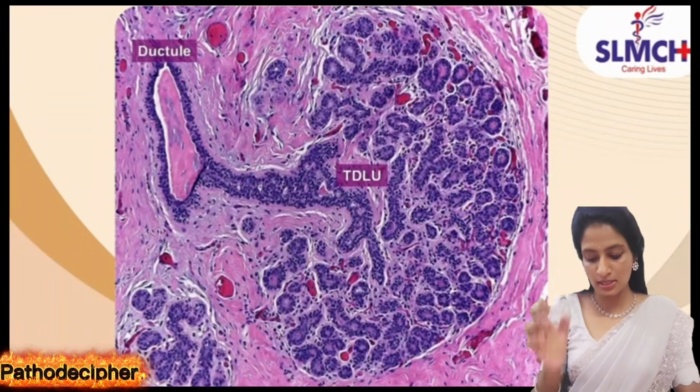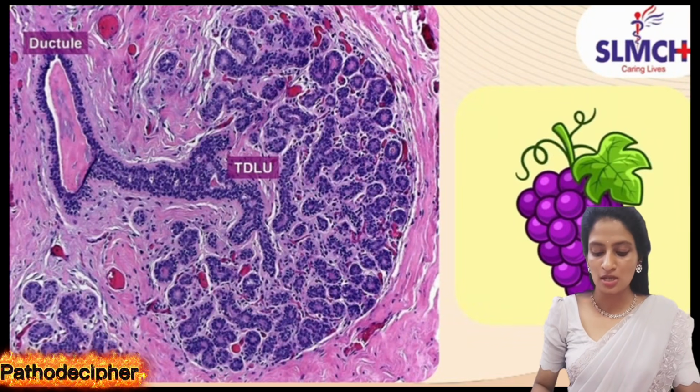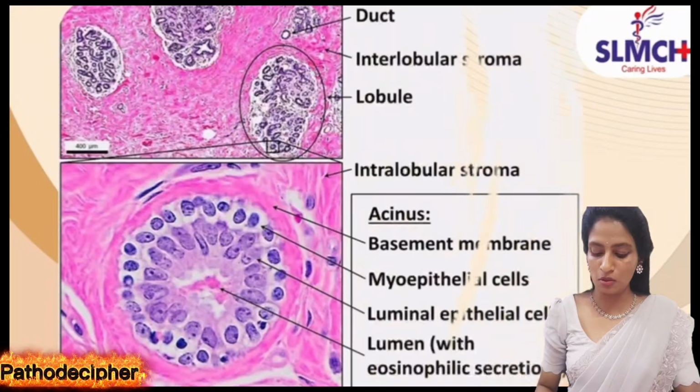Since we have the image like a cluster of grapes and a tree and duct and everything, compare this histology image with the cluster of grapes. All these are collectively called the TDLU, and at the side you can see a longitudinal structure coming, that's your ductule. All the secretion will be happening in the TDLU, and it will collectively go into the ductule. So this is the histopathological overview.